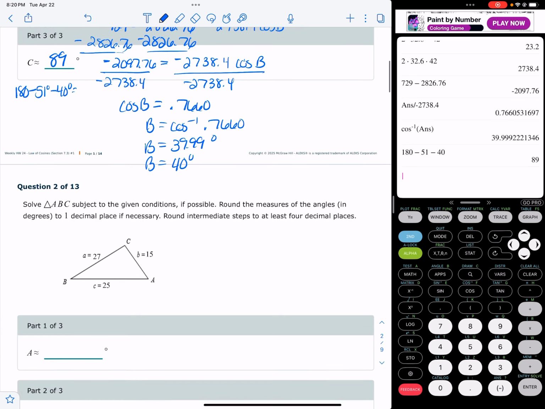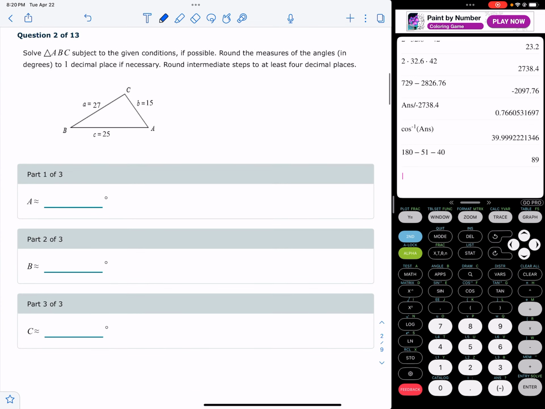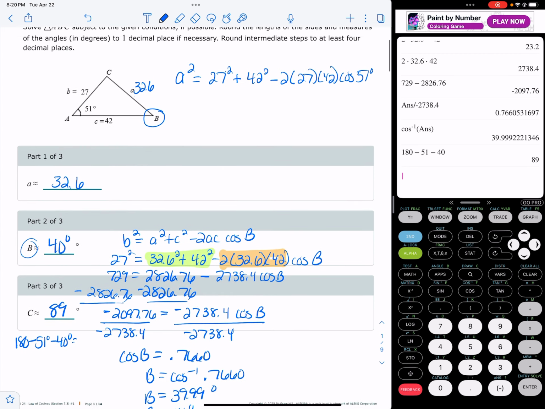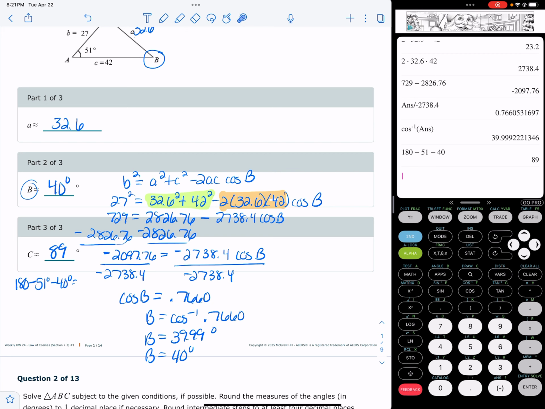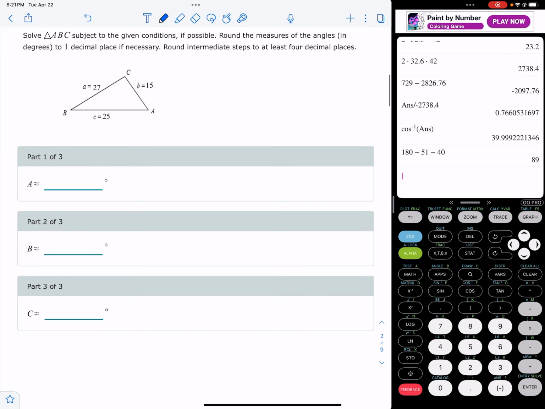Okay. Now, the other thing that could happen is you could not be given an angle at all, in which case we would solve it much like we did this part where we were finding an angle. And you can start anywhere. Because we have all three sides, we can start with any angle. So let's start with angle A.